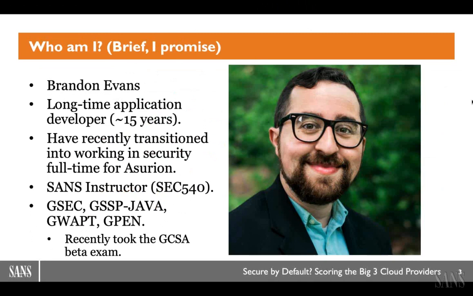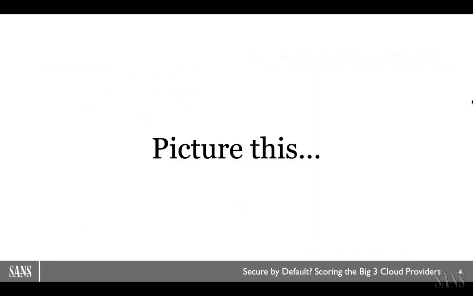So, some details on myself. My name is Brandon Evans. I come from a developer background. I've worked on a variety of teams that follow DevOps practices. Most recently, I worked on a product development team at Azure that was primarily based in AWS. At some point, I determined that I liked breaking things a lot more than I liked building them, so I moved over to the security world. In addition to my full-time job, I'm also a SANS instructor and have taken a variety of GIAC certifications. Last week, I took the beta exam for the GCSA, or GIAC Cloud Security Automation, which is the certification for 540. I won't learn my score until April, but here's hoping that I passed.